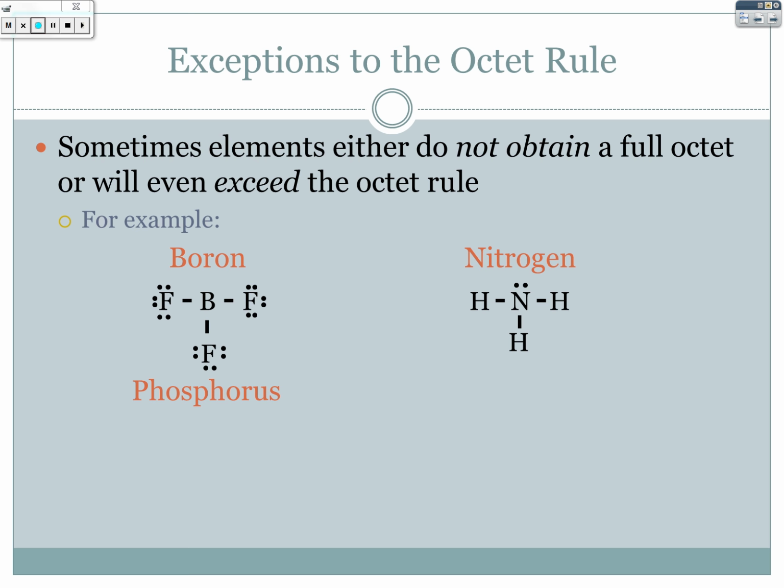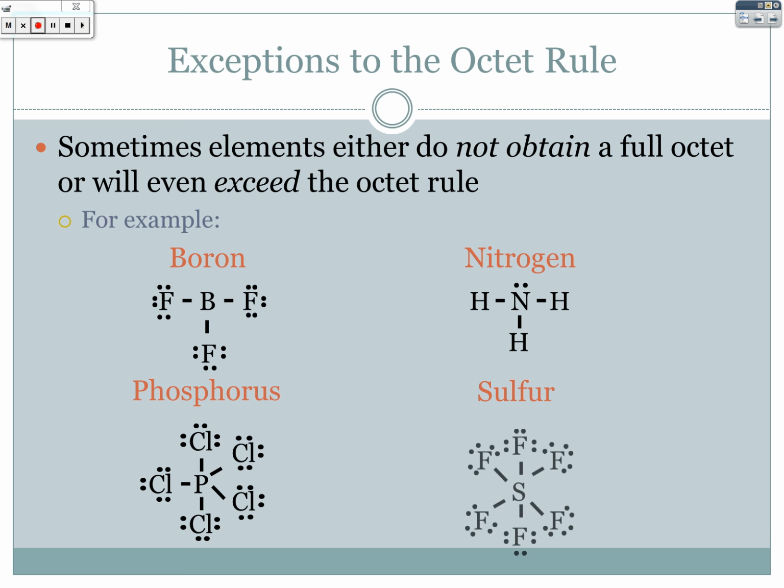Phosphorus likes to exceed the octet rule. It likes to have 5 bonds around it instead of 4, meaning that it has 10 electrons shared around in its outer shell. Again, this is how phosphorus is stable. And then sulfur actually likes to make 6 bonds. So typically it would make 4 bonds, maintaining that 8 electrons in its outer shell that are being shared, but sulfur actually likes to bind 6 times. So this would be sulfur hexafluoride and phosphorus pentachloride.